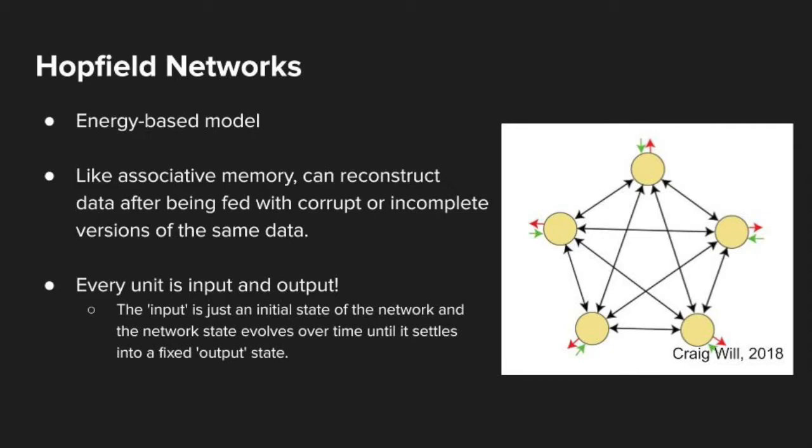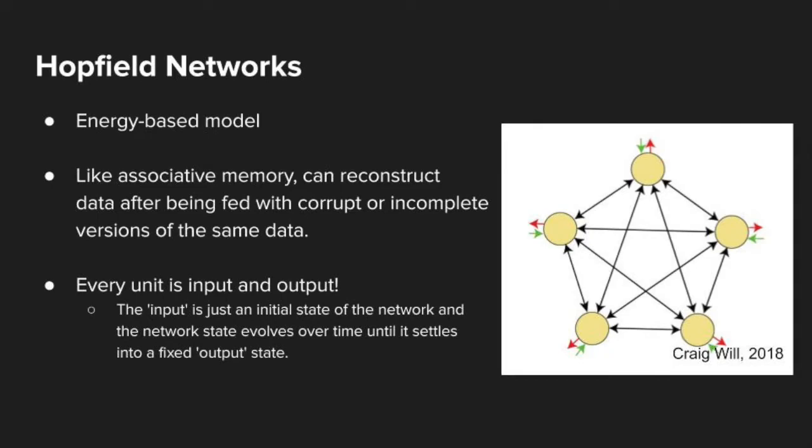At its core, a Hopfield network is a model that, like associative memory, can reconstruct data after being fed with partial or corrupt versions of that same data. The architecture of these networks is also very similar to connectionist networks in the sense that it is a network of units that are also interconnected. However, that's where the similarity ends. There are no input or output layers at all. The input is just an initial state of the network, and the network state evolves over time until it settles into a fixed output state.